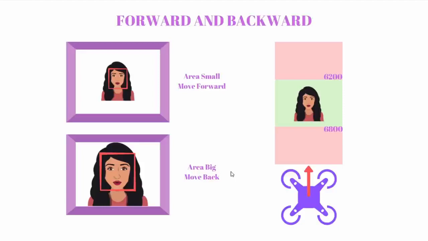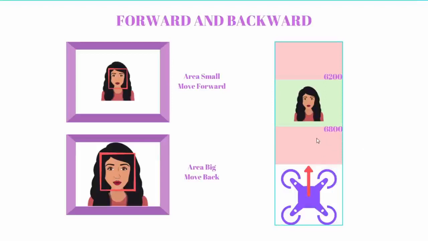So we are too close, we need to go back. If this is my drone, and this red area is where it is too close and this red area is where it is too far, then in both cases the drone has to move. This green region is where you do not have to move at all.